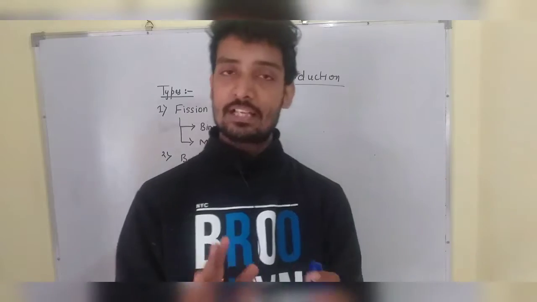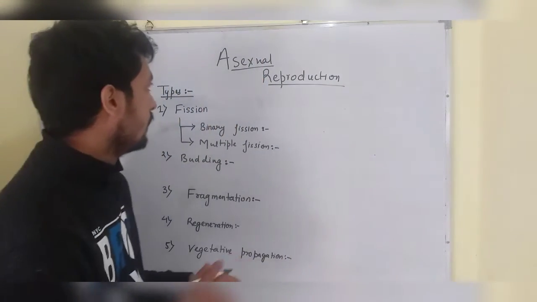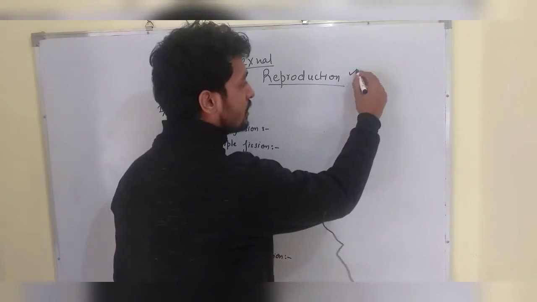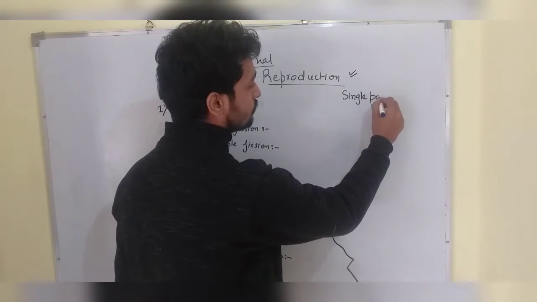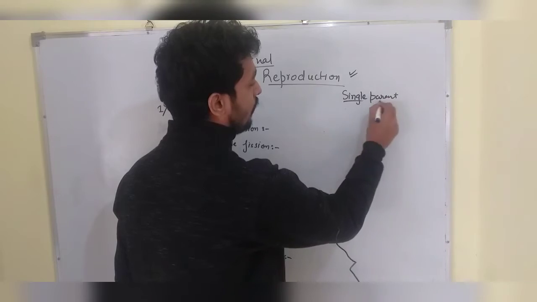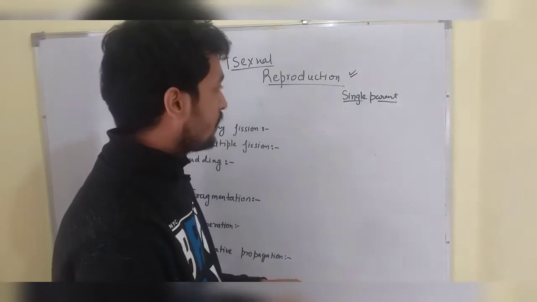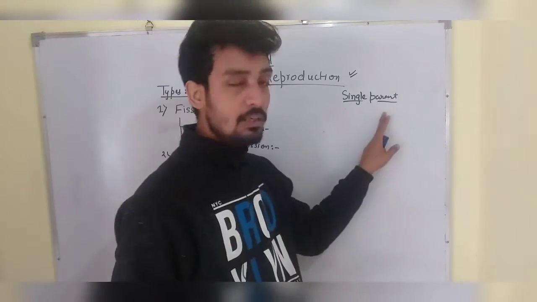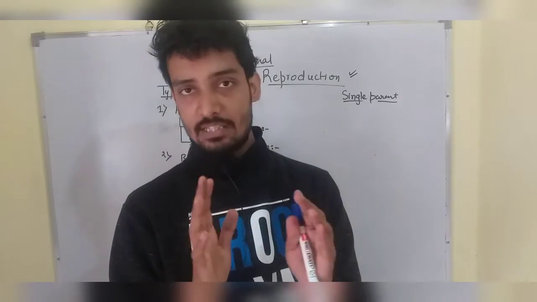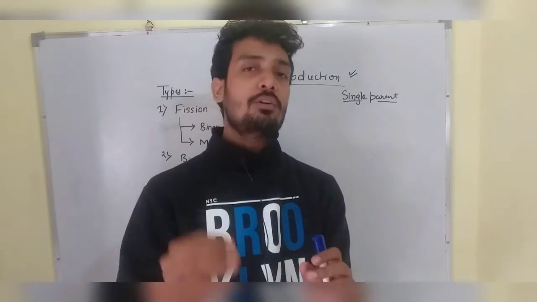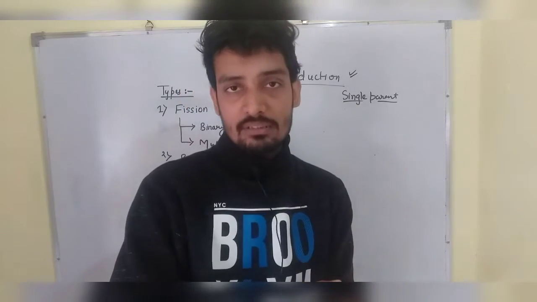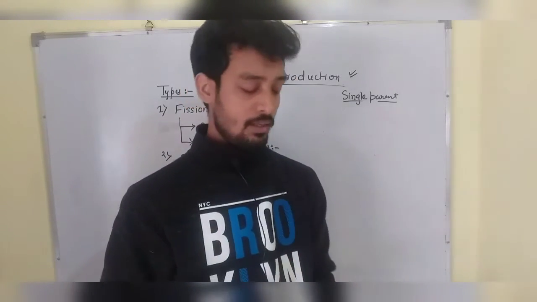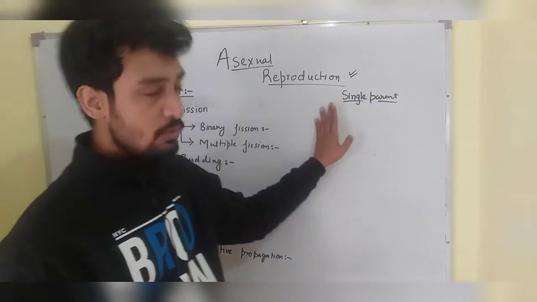So what is asexual reproduction? When the process of reproduction takes place with the help of a single parent, meaning a single parent is involved, with or without the formation of gametes. The formation of gametes can happen or it cannot happen also. So this is called asexual reproduction.